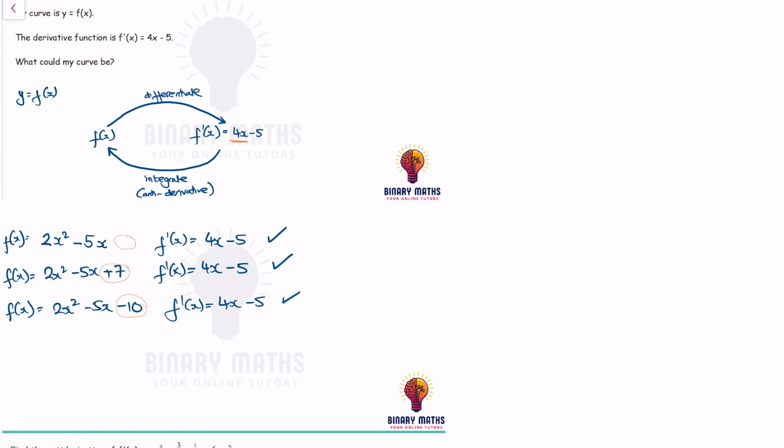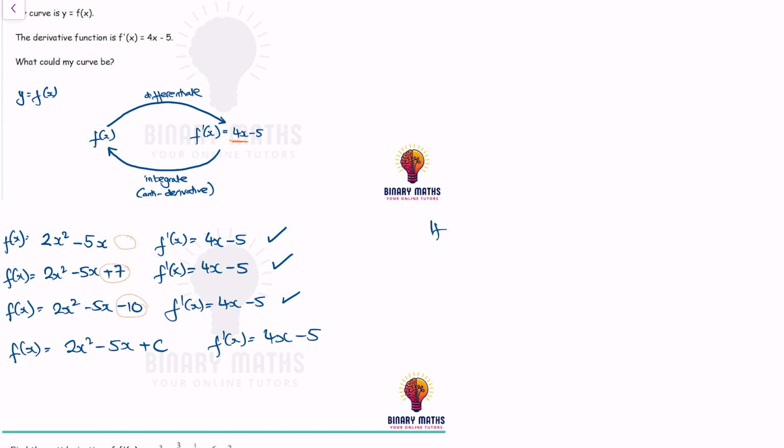So what I need to realize is my general term for f of x will be 2x squared take away 5x plus a constant, because I don't know what this constant is. And then if I differentiate that, I know I get 4x minus 5. The plus c will differentiate to nothing anyway. Now, if I wanted to be more specific and find what this constant is, then I need to know a point that it goes through.